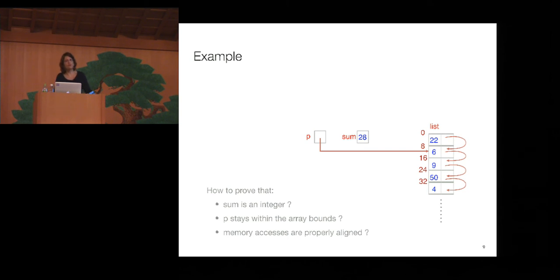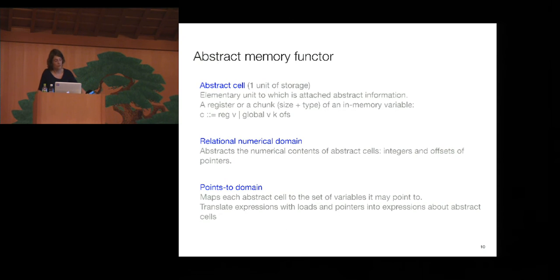So with the previous version of Verasco, we could not do this kind of verification, and now with a new memory abstract domain, we can check all these properties. So what is this abstract memory functor?